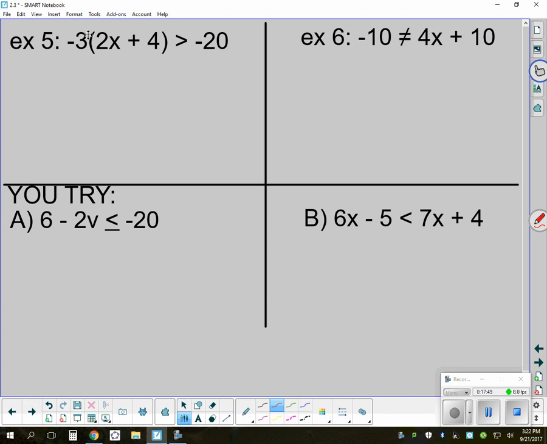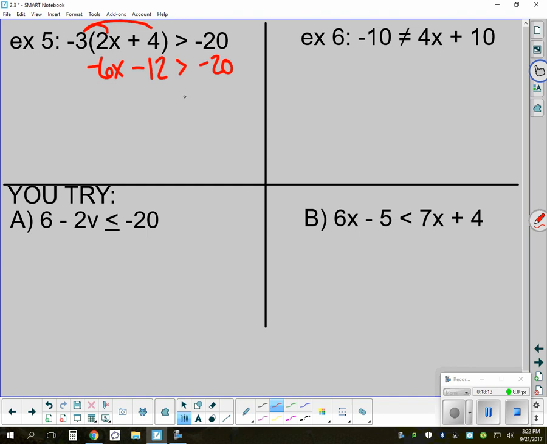All right, number 5. So here is your given problem. The first thing I would do to simplify it is distribute this negative 3. Negative 3 times 2x is negative 6x. Negative 3 times 4 is negative 12. And I still have the negative 20 over here.